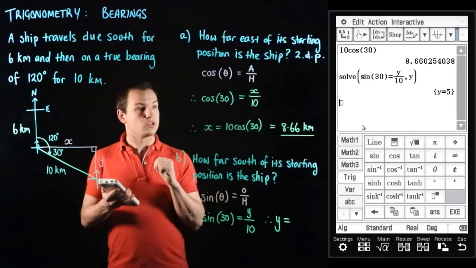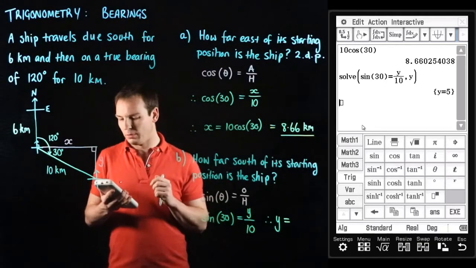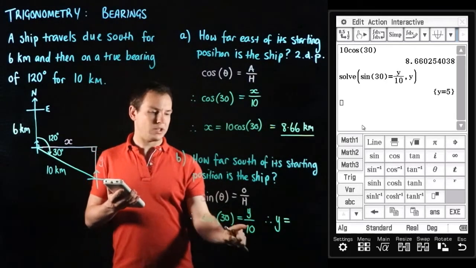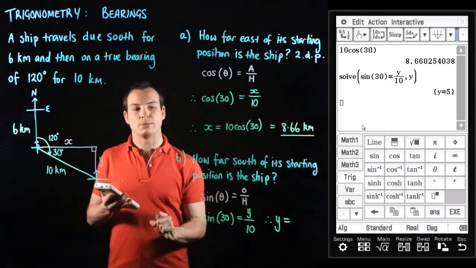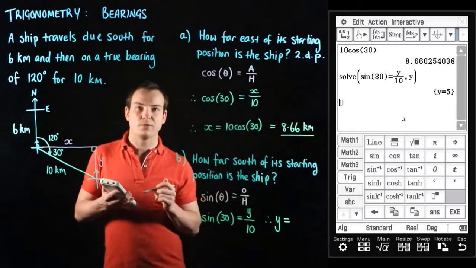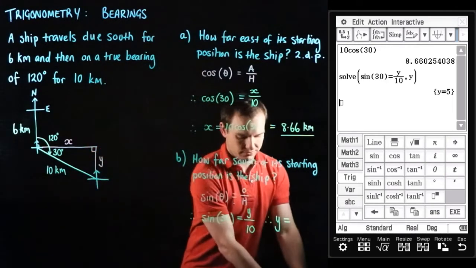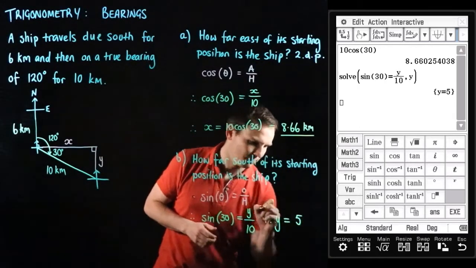So we don't actually need 2 decimal places for this question. That exact value is exactly 5 kilometers. So just so you know, you could have found y by just typing in 10 sine of 30. So that is multiplying both sides of this equation by 10. Or you can use the solve feature on the calculator to find what y is. And we found that y equaled 5. So if we put that in here, we get y equals 5.